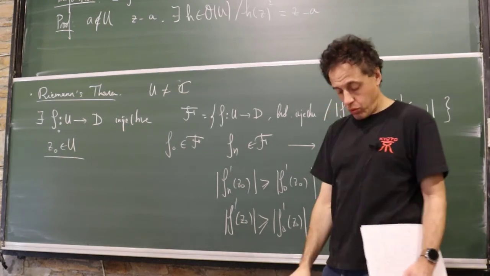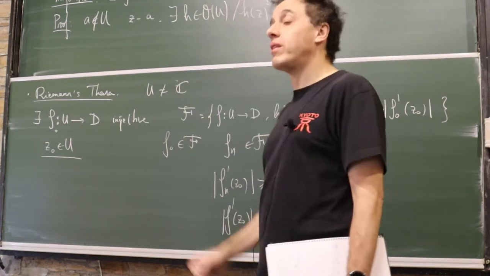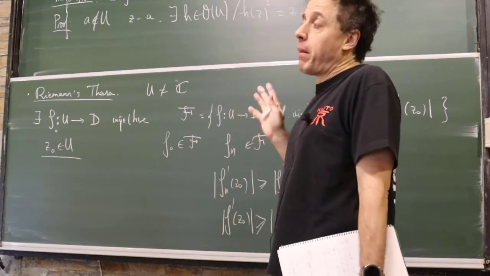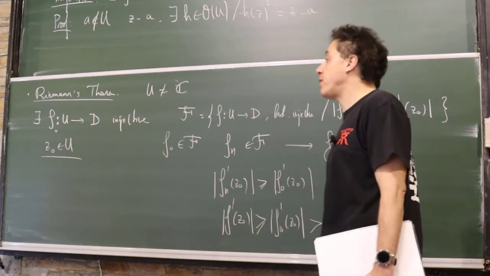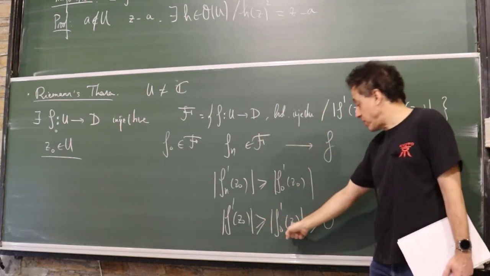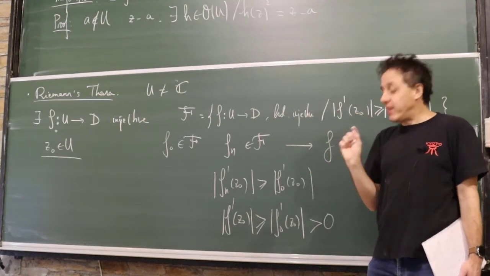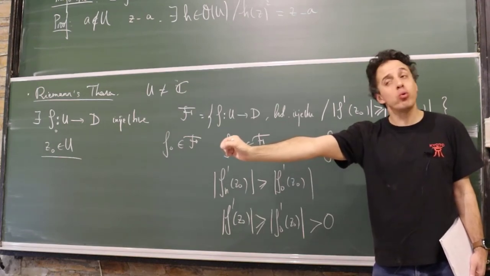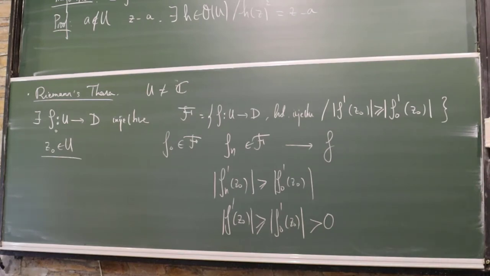This is going to play some role. If the derivative was zero, the function could not be injective. You can use the open mapping theorem, for instance, or you can use the fact that if the derivative is zero at z0, you would have a zero of order greater than one, and in this case there are several points going to this point, so the mapping could not be injective. So this must be strictly positive, in fact.